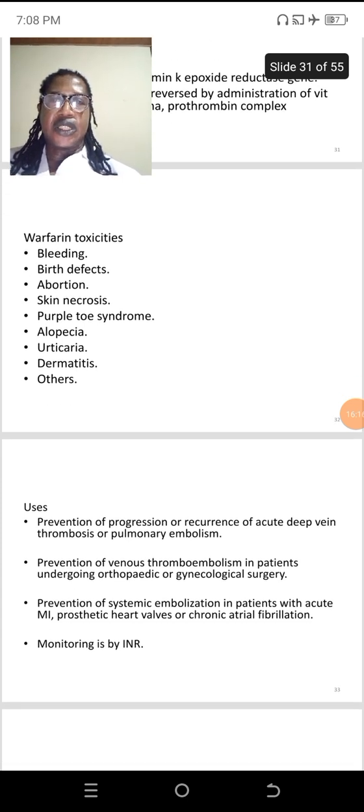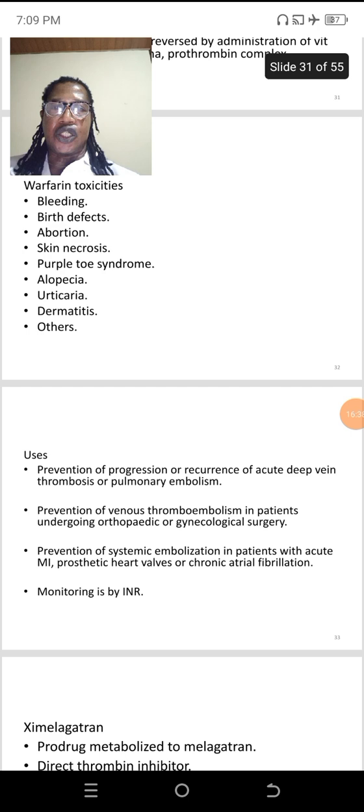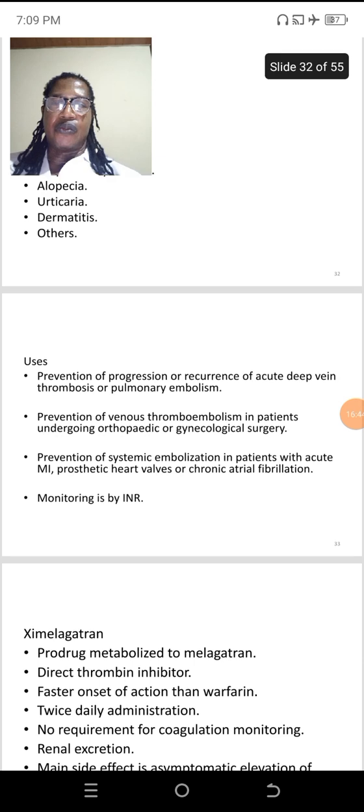What are the uses? First, prevention of progression or recurrence of acute deep vein thrombosis or pulmonary embolism. Prevention of venous thromboembolism in patients undergoing orthopedic or gynecological surgery. Prevention of systemic embolization in patients with acute myocardial infarction, prosthetic heart valves, or chronic atrial fibrillation. And monitoring is by the international normalized ratio.